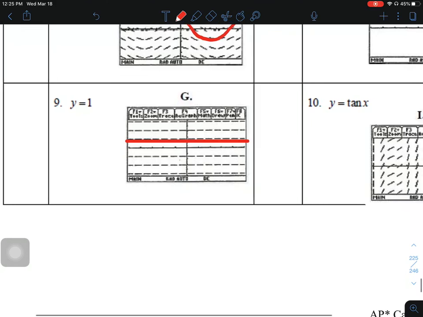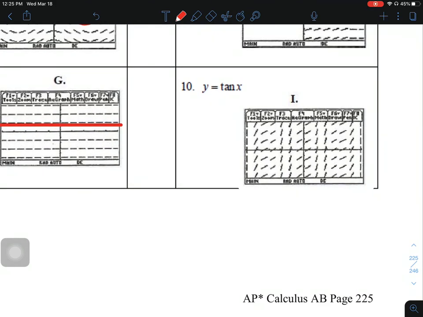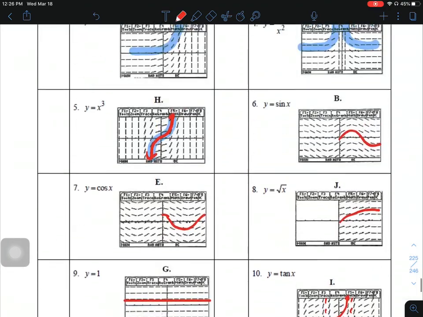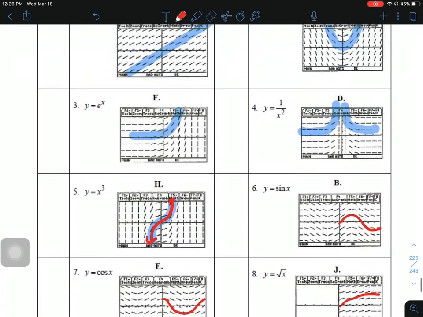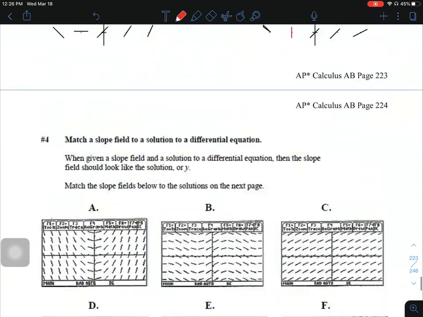There's a bunch of horizontal lines. That one's probably the easiest. And then tangent, if you recall, looks like this, and it has vertical asymptotes. That's why I chose I for number 10. So hopefully that was helpful. That concludes the homework.